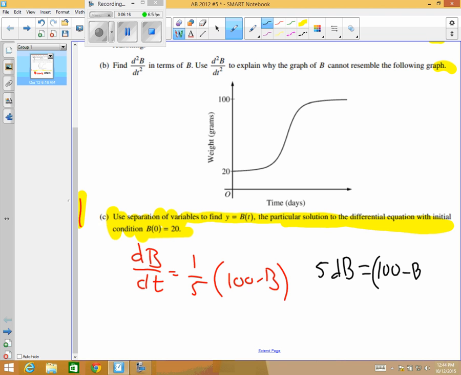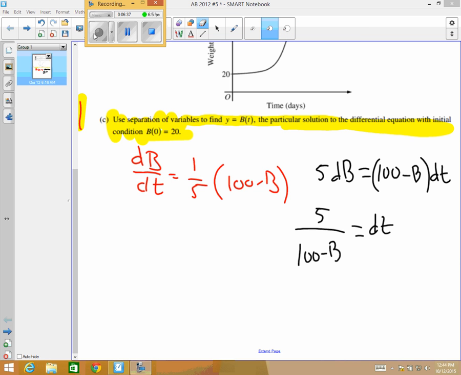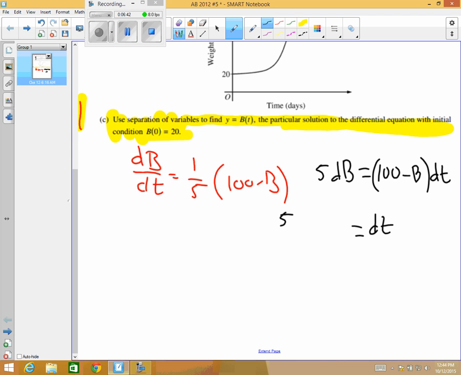But we need to get that 100 minus b back to the other side also. We have to get all the b's together. So we can have something like 5 over 100 minus b equals dt. Apologies, made a slight mistake. I forgot my dB. 5 over 100 minus b dB equals dt. Now we can integrate both sides. I don't like that 5 there, so I'm going to move it to the outside.